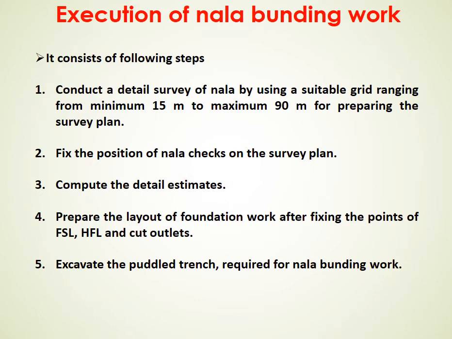Next point is the execution of Nala bunding work. How is the Nala bunding work executed? It consists of different steps. The first step is to conduct a detailed survey of the Nala by using a suitable grid ranging from minimum 15 meter to maximum 90 meter for preparing the survey plan. Second step is to fix the position of Nala checks on the survey plan. The third step is to compute the detailed estimate.